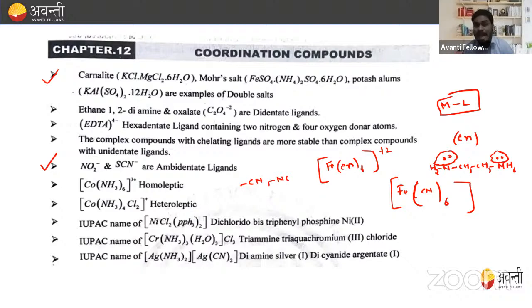What do you mean by this term ambident ligand? An ambident ligand is an atom or molecule having two donor atoms, but at a time only one can donate. If I'm talking about NO2 negative, both N and O have a tendency to donate a lone pair of electrons, but at a time either N donates or O donates. If I'm talking about CN and NC, both have the tendency to donate the lone pair, but at a time either carbon donates or nitrogen donates. So these types of ligands are known as ambident ligands.